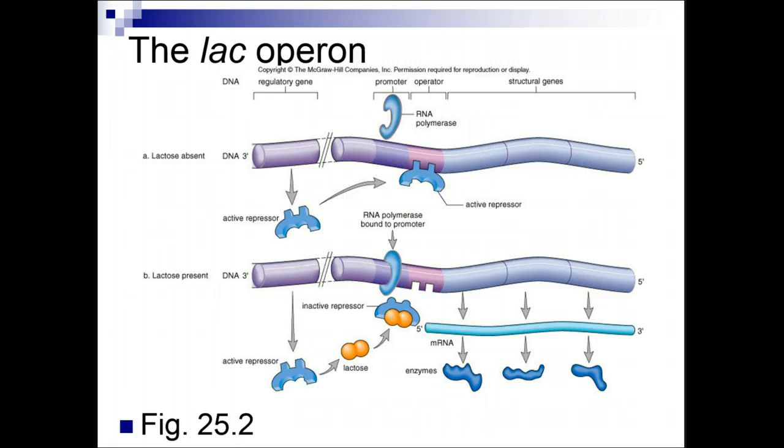So when lactose is absent, the operon is shut off. When lactose is present, the operon is on. This is typically how prokaryotic cells regulate whether or not certain proteins are made. It's typically at the level of messenger RNA transcription, and most of their genes are clustered in what we call operons. There are various operons for the different proteins that they need to synthesize.